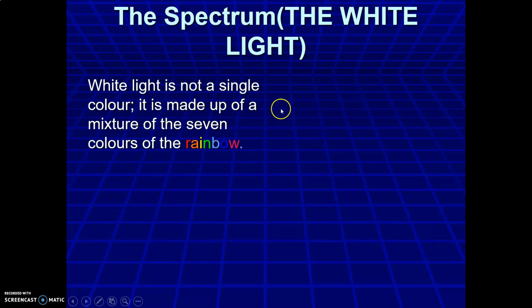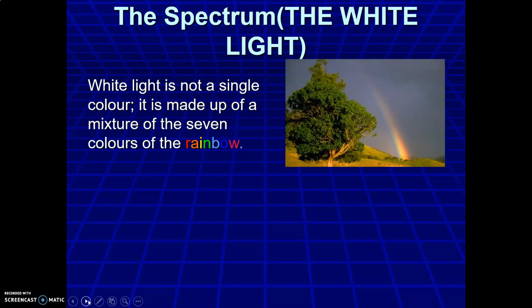First of all, white light is a single color. The light you see from the sun is actually a single color. Okay, have you ever seen the rainbow? The rainbow is a mixture of 7 colors. Okay, this is the rainbow.